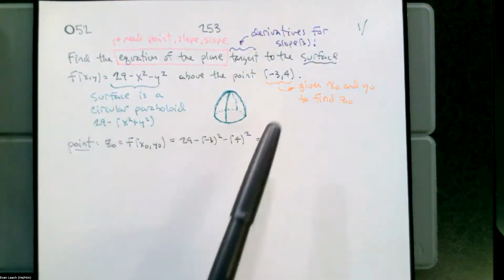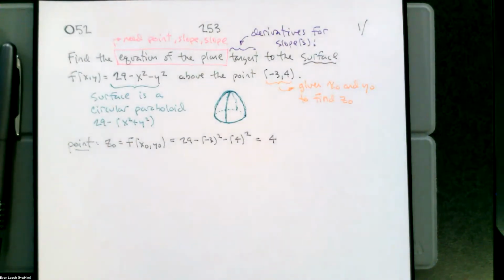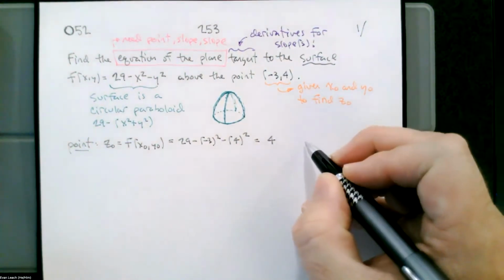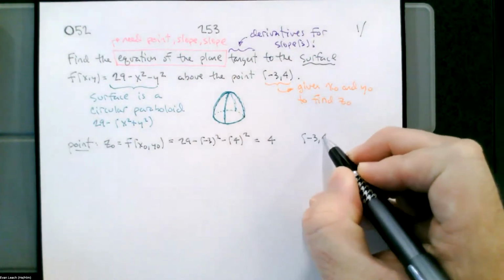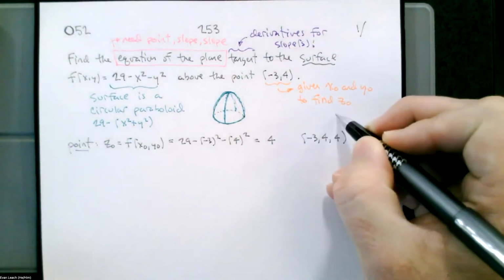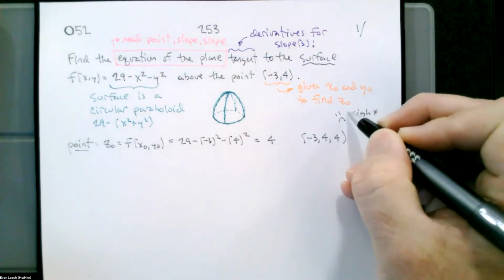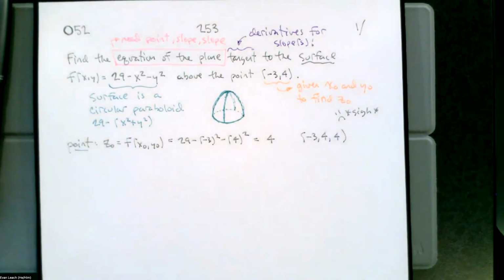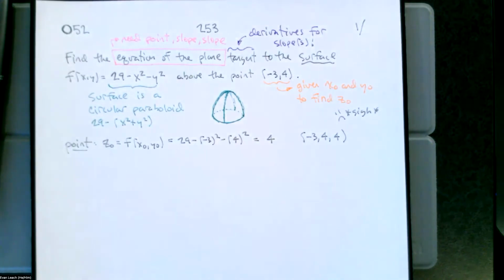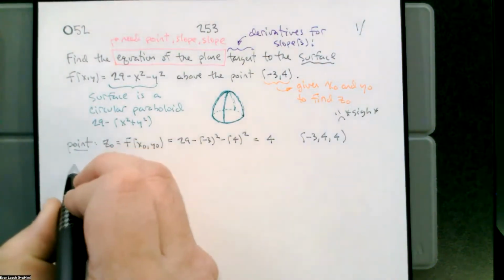Mostly because I don't like using -3, 4, and 4, because we get all the x's and y's confused. But that's okay. We've got a point. Our point is -3, 4, 4. Now we need multiple slopes. We need a change of z in the x direction and a change in z in the y direction. So now I need 2 slopes.